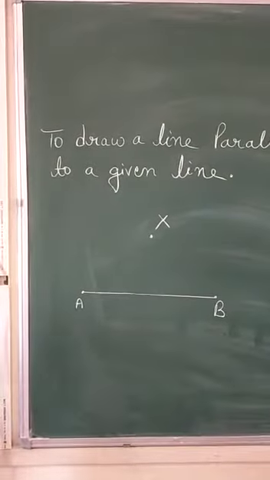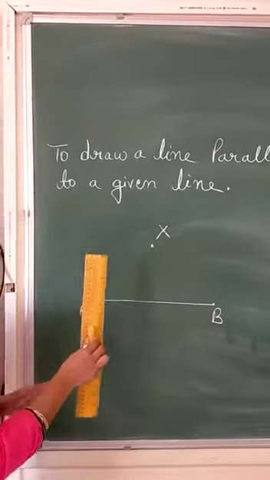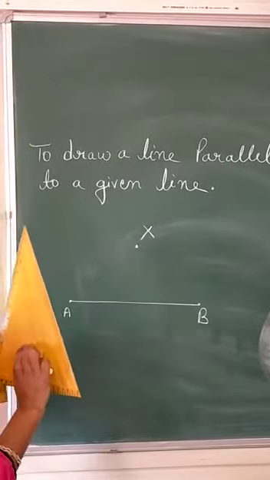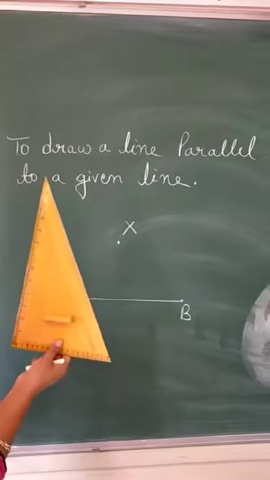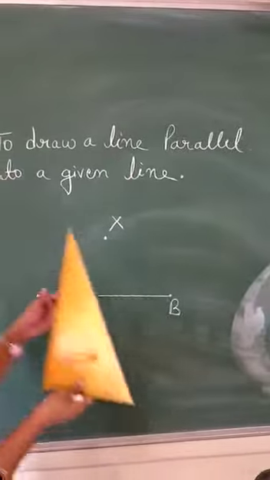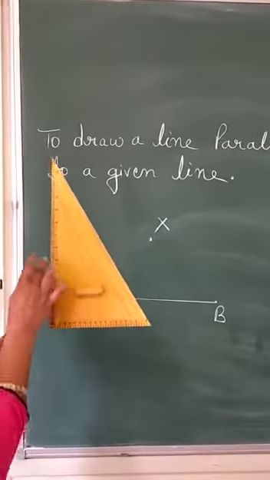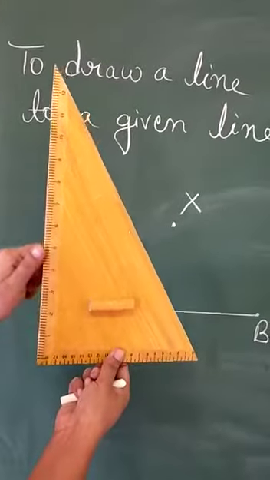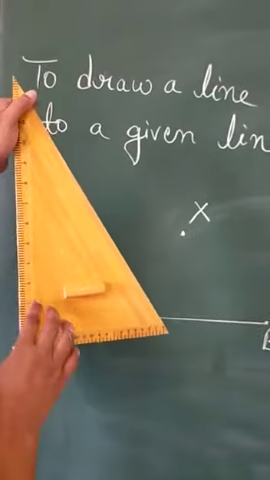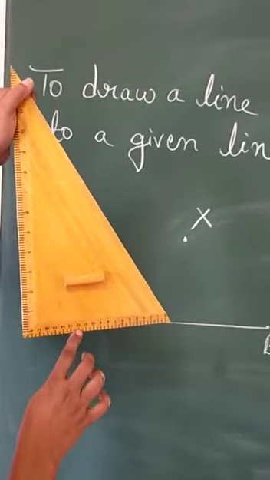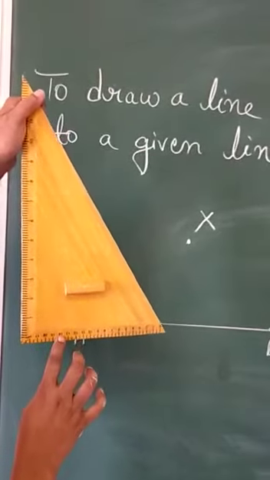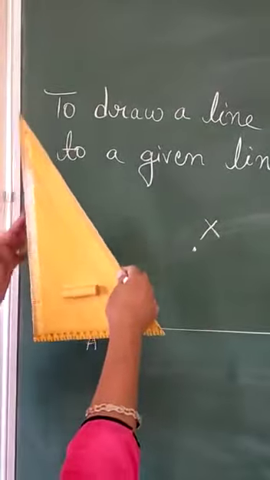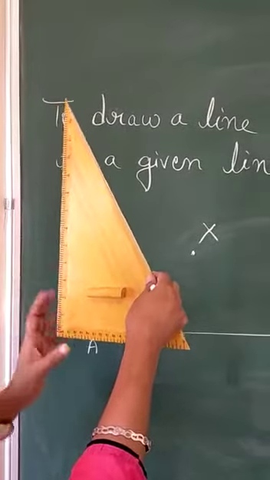For this you need one ruler and one set square. Dear children, this is a set square in which you can see that these are perpendicular edges. And what is the meaning of perpendicular edge? It means these two edges make an angle of 90 degrees, and that's why we can say that these lines are perpendicular to each other, and these are the perpendicular edges.